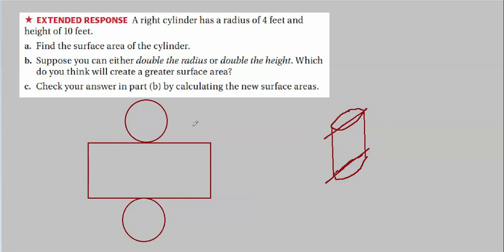Most of the cylinders we'll work with, I hope, will be right cylinders. They're much easier because you have this nice little rectangle going on down here. Well, they tell us the radius is 4 feet.